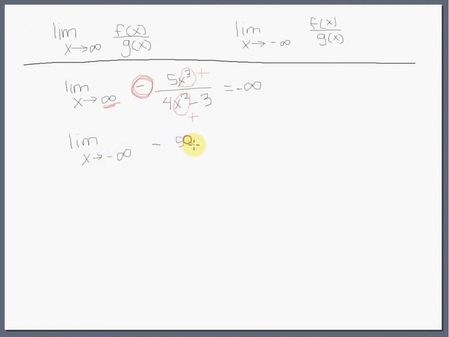So let's do negative 5x cubed all over 4x squared minus 3. As we plug in each of these values, we're plugging in negative infinity. When you cube a negative value, it is still negative. When you square a negative value, it becomes positive. The negative value I'm talking about is the value of x that you're plugging in. Then you still have this negative out in front. So we have a negative times a negative, which gives us a positive infinity.